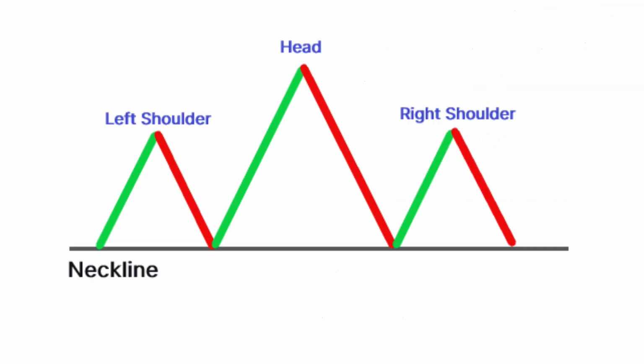Now let's explain the neckline of the pattern. The neckline is the line that connects the low point of the left shoulder with the low point formed after the head. This line is one of the most important parts of the pattern because the breakout happens exactly here. The neckline can be flat, and it can also be angled up or down.